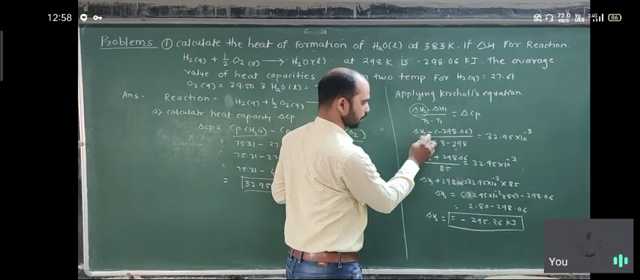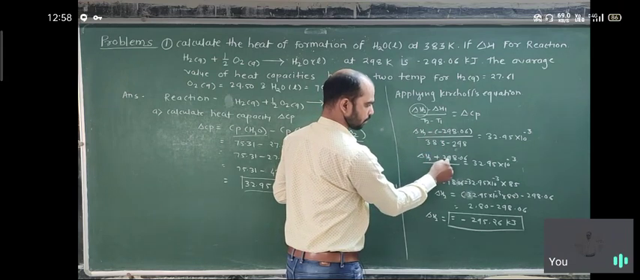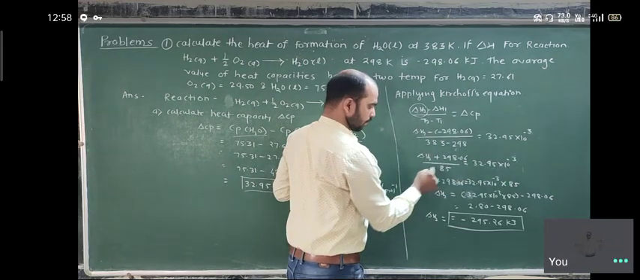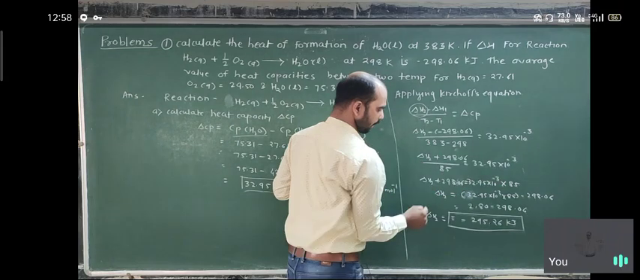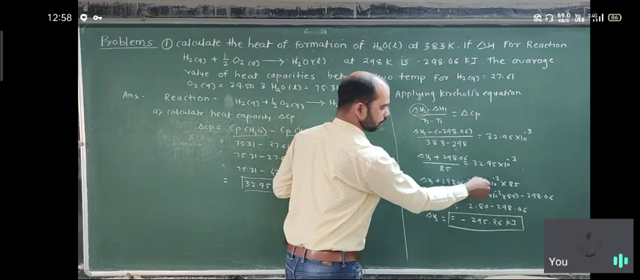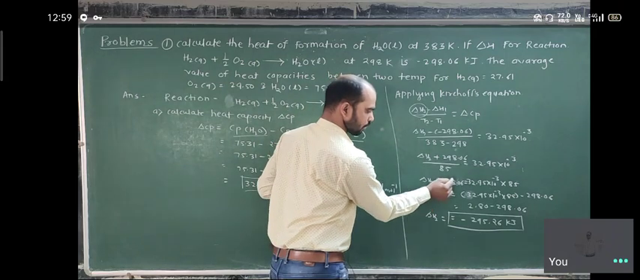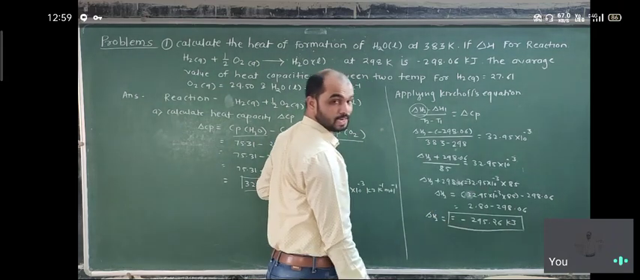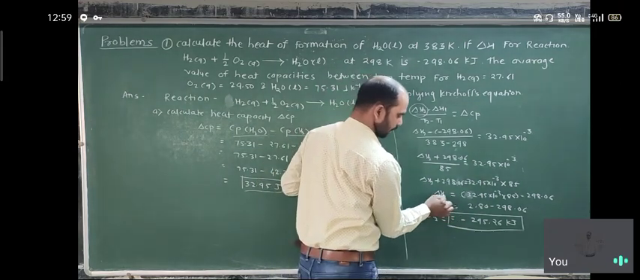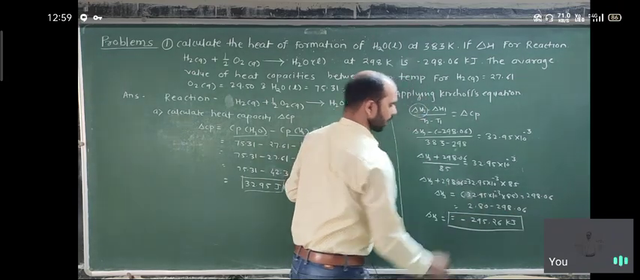Okay, so delta H2 minus, this is given to you, so minus minus becomes plus: delta H2 plus 298.06 upon 85 is equal to 32.95 into 10⁻³. Multiplying across, delta H2 plus 298.06 is equal to 32.95 into 10⁻³ into 85. So what is delta H2 equal to? The value here is a plus, and when shifted to the right side it becomes subtraction. So the new equation is delta H2 is equal to 32.95 into 10⁻³ into 85 minus 298.06.